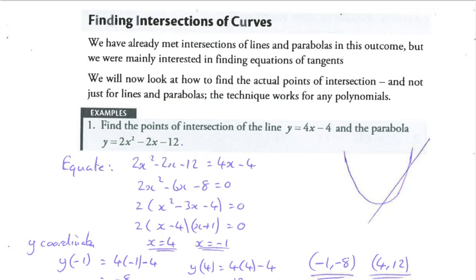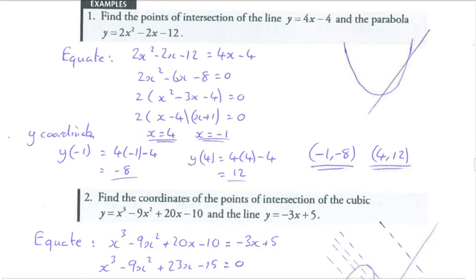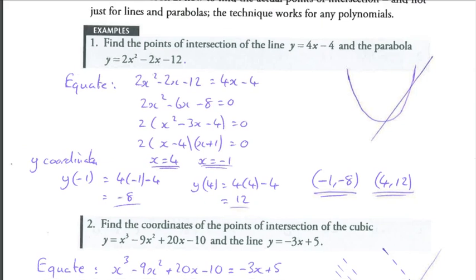We are looking at finding intersections of curves, essentially finding out where curves cross or where a straight line and a curve cross. So we're going to go straight into examples. Find the points of intersection of the line y equals 4x minus 4 and the parabola y equals 2x squared minus 2x minus 12.